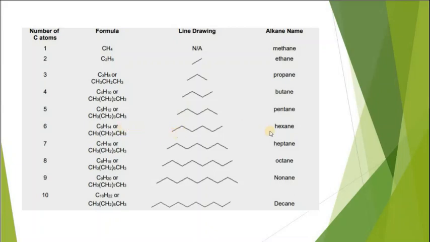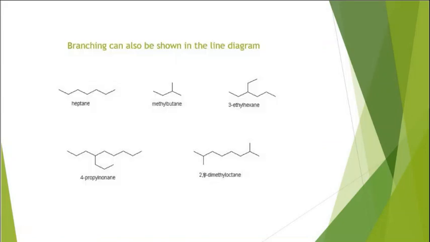right? Similarly, you can draw hexane as well in this way: CH3, CH2, CH2, CH2, CH2, CH3. Then you can have heptane, octane, nonane and decane drawn here as well. Branching can also be shown in the line diagram.